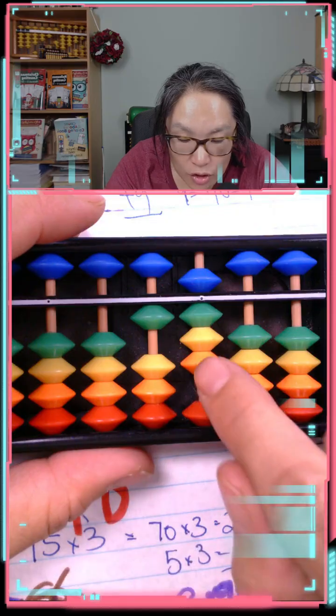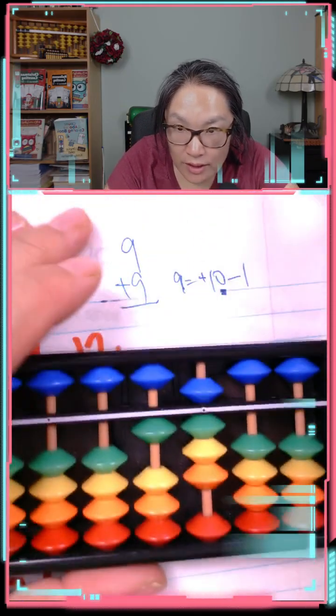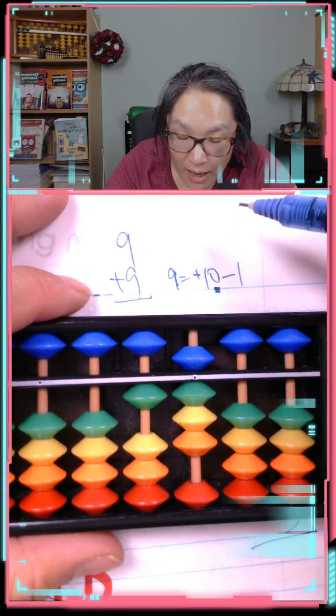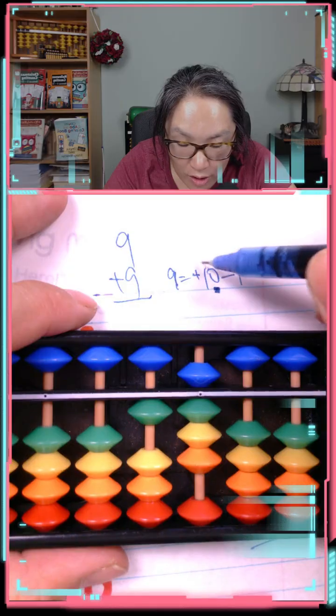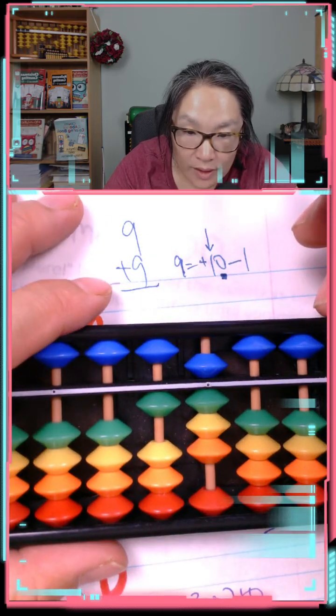So that 0 becomes very powerful. It either pushes your number over, or it just pushes your number over.